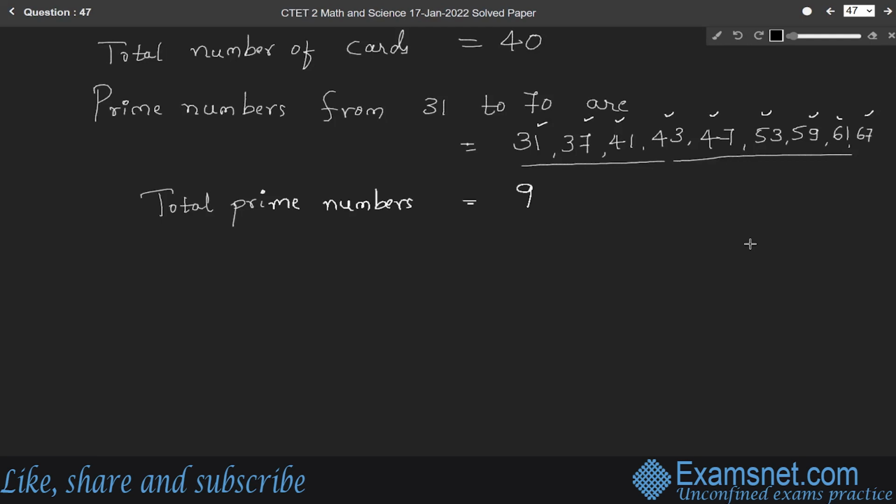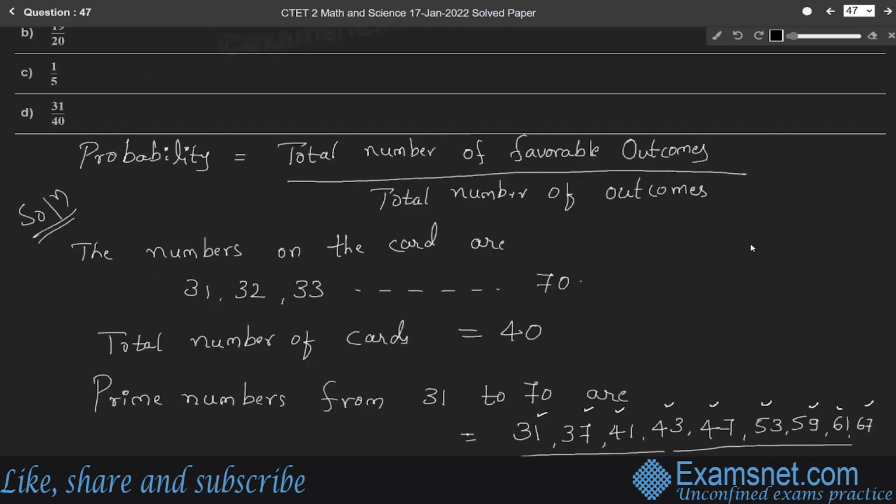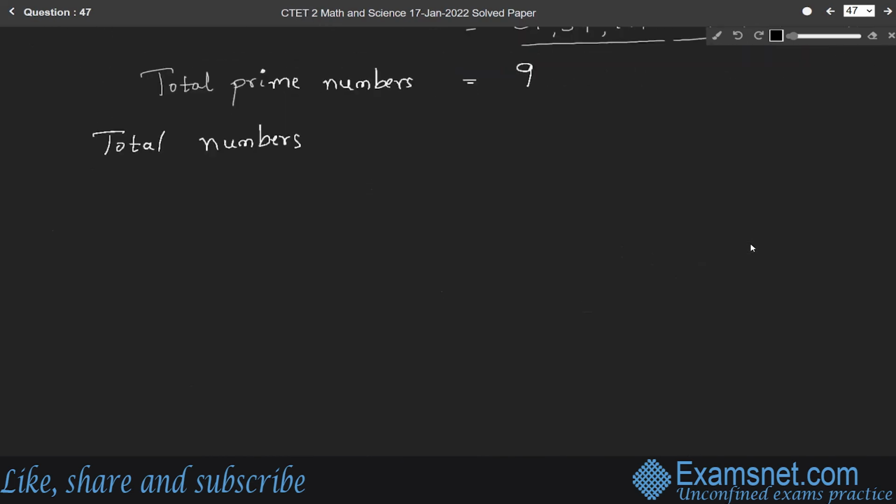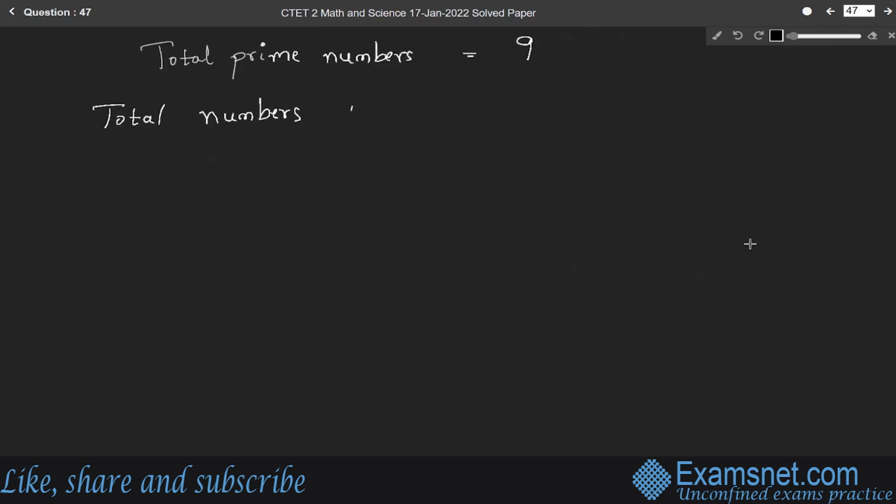So total prime numbers or total numbers, according to the question, what is asked here? The probability that the number on the card drawn is not a prime number. So we have to find total numbers which are not prime.